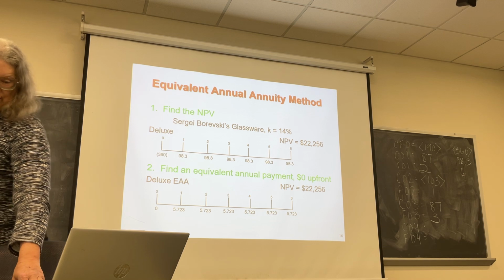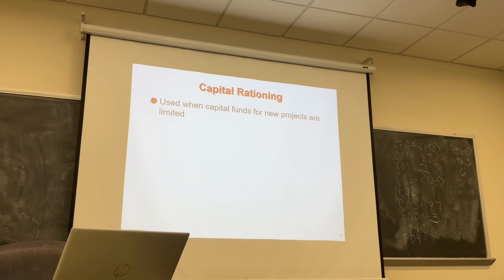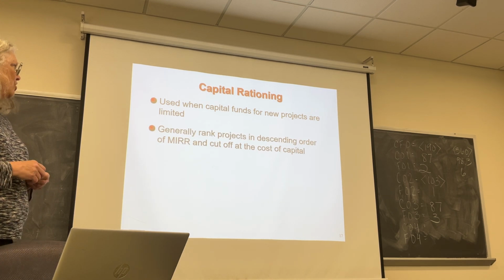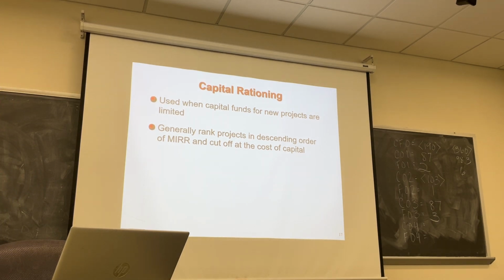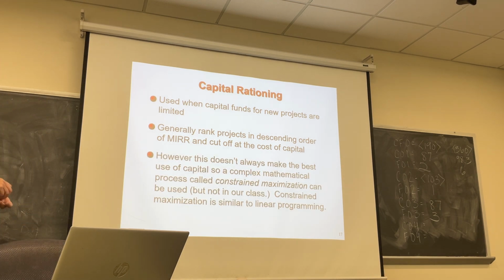Then our next little topic we want to talk about is capital rationing. So this almost always happens because companies, just like individuals, rarely have enough money to do everything they would like to do. So generally you rank the projects in descending order of MIRR, and you cut off at the cost of capital, just like we did the other day. This doesn't always make the best use of capital, so a complex mathematical process called constrained maximization can be used, but we're not learning that.